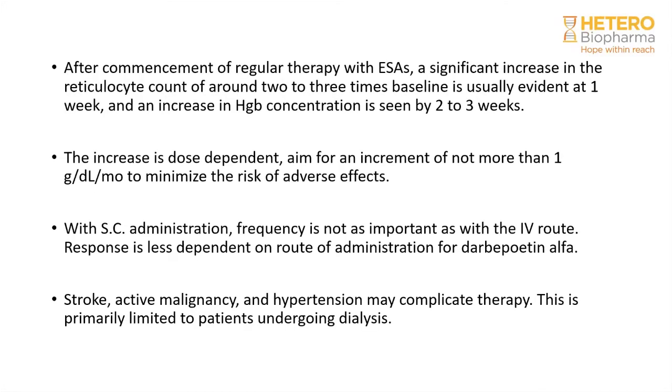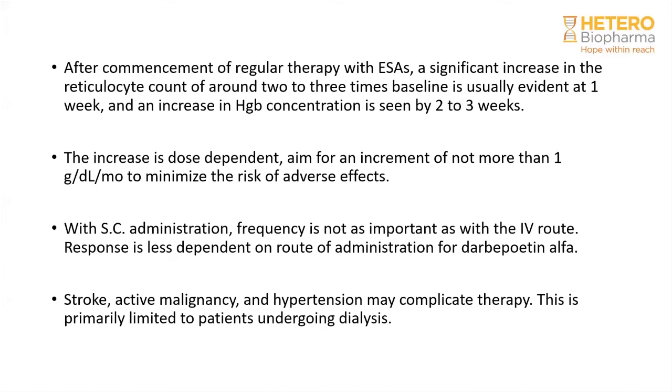So normally when you start erythropoietin, you expect the reticulocyte count to increase at least 2 to 3 times from the baseline. You can see this by the 5th to 7th day after starting erythropoietin. After a single dose or 2 doses, the retic count starts going up 2 to 3 times. And what you can further see is an increase in the hemoglobin concentration of 0.5 to 1 gram per deciliter by the end of 4 weeks.